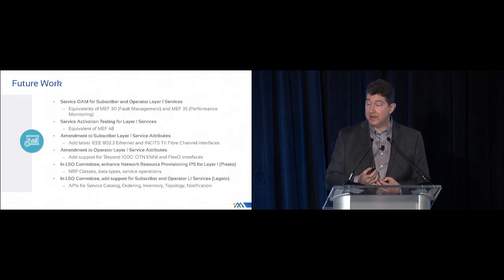And in the LSO committee, like I mentioned, the NRP for Layer 1 needs to be started. And at the Legato interface, which I haven't mentioned so far, is the APIs to do all the service ordering and cataloging for Layer 1 services, subscriber and operator.